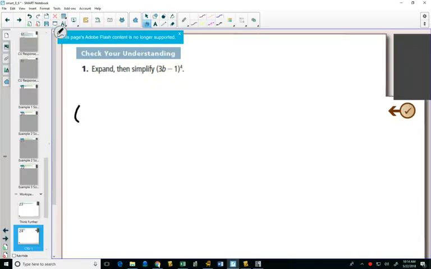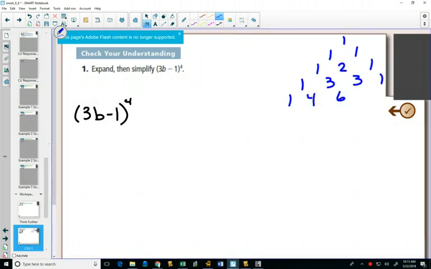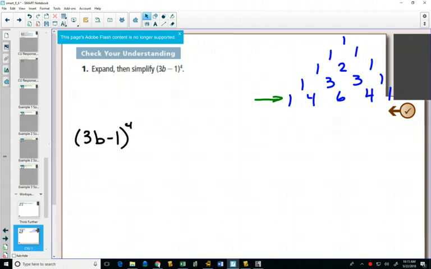So if we are doing (3b - 1) to the 4, having an exponent of 4 is telling us we're going to have 5 terms. So if I draw Pascal's triangle off to the side, the fifth row has 5 terms. That's the one that I'm going to use. So in my expansion, let's move this down a little bit.